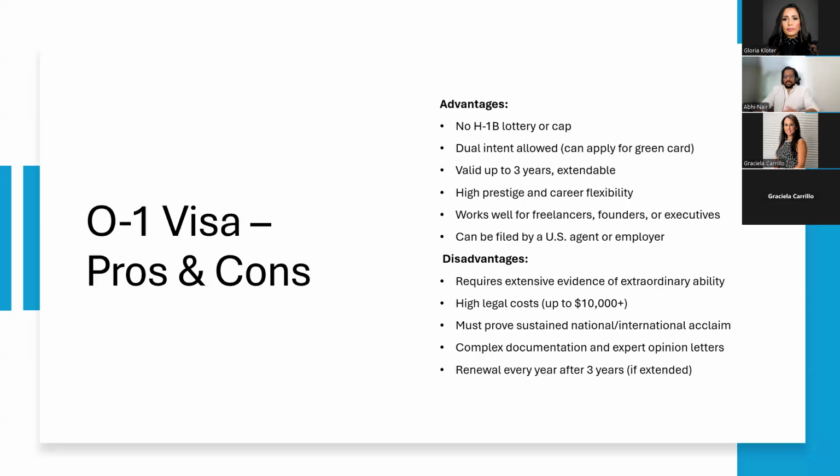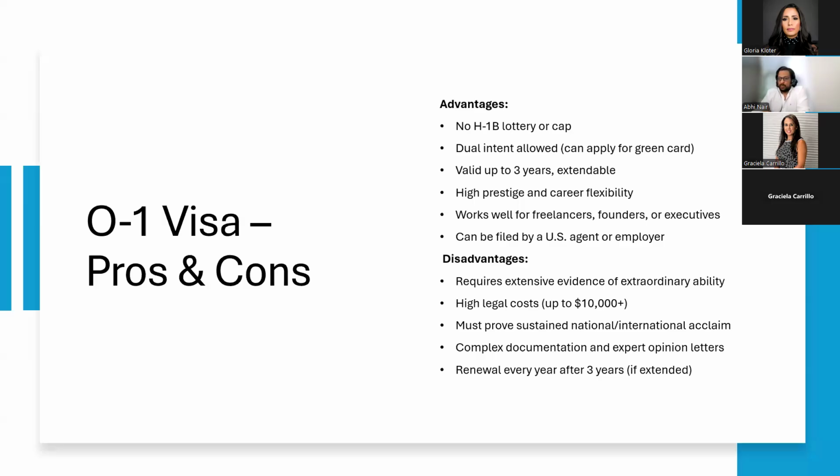Now let's talk about the disadvantages. The standard is very high. You have to prove extraordinary ability with strong documentation, including awards, media mentions, publications, and letters. Legal fees can easily go up to $10,000 or more, depending on the complexity of your case and the attorney you hire. The process involves a high documentation burden, especially for renewals, which are required annually after the initial 3-year period. It is not for everyone. You need a strong, sustained record of national or international achievement.